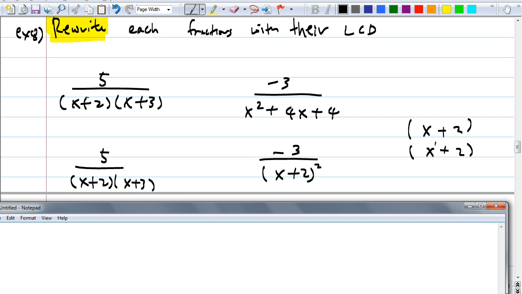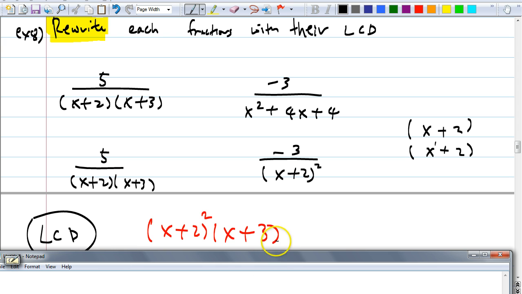Almost. Why did you say x plus 2 cubed? What is the highest exponent? Yeah, you're not multiplying these out, are you? You just choose the highest exponent. This is x plus 2 to the first power. This is x plus 2 to the second. So guess what we should choose? x plus 2 to the second, times x plus 3. You list all the factors that were used and choose the highest exponent. There's my LCD. Right, guys?